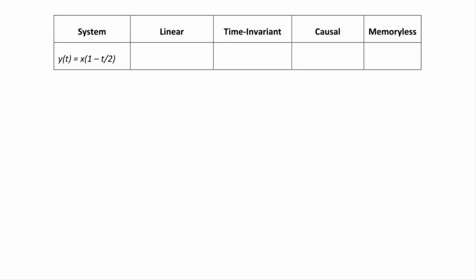Okay, let's look at the system y of t equals x of 1 minus t over 2. You can quickly verify that this is a linear system. But let's look at causality and memory first. Let's say we want the output at time 0. The output at time 0 is x of 1, which is a future value. So because that's a future value, it's not causal and it's not memoryless.